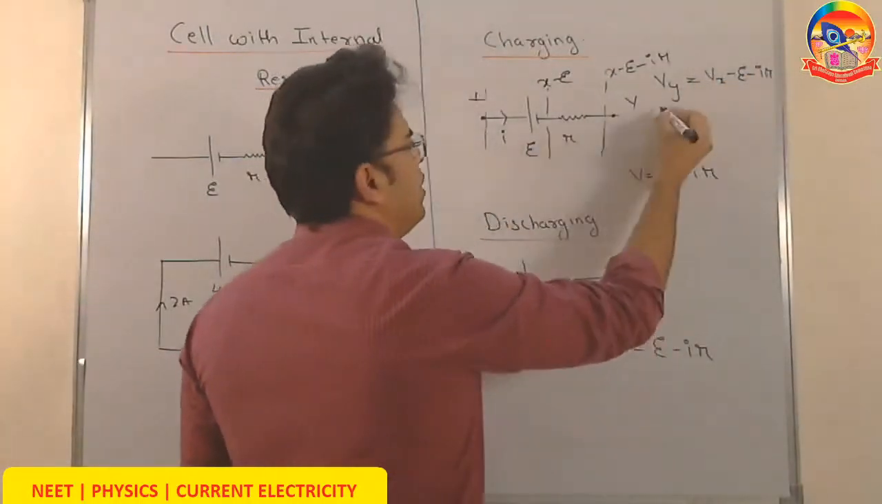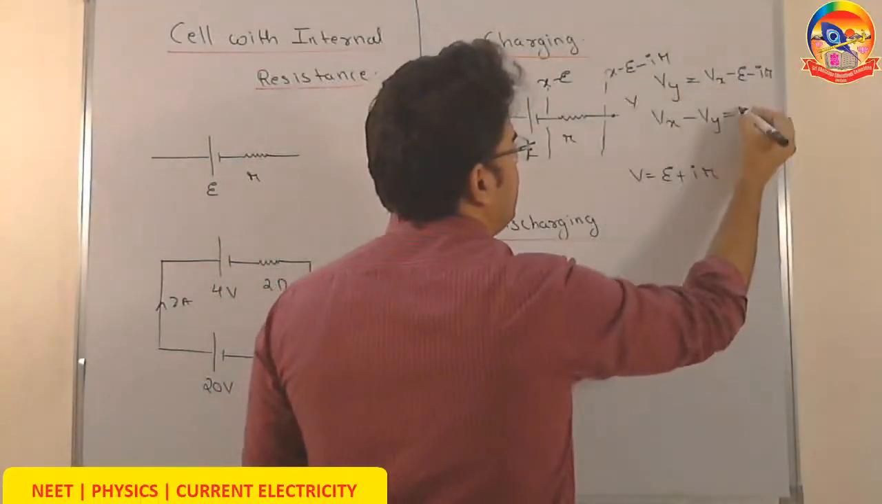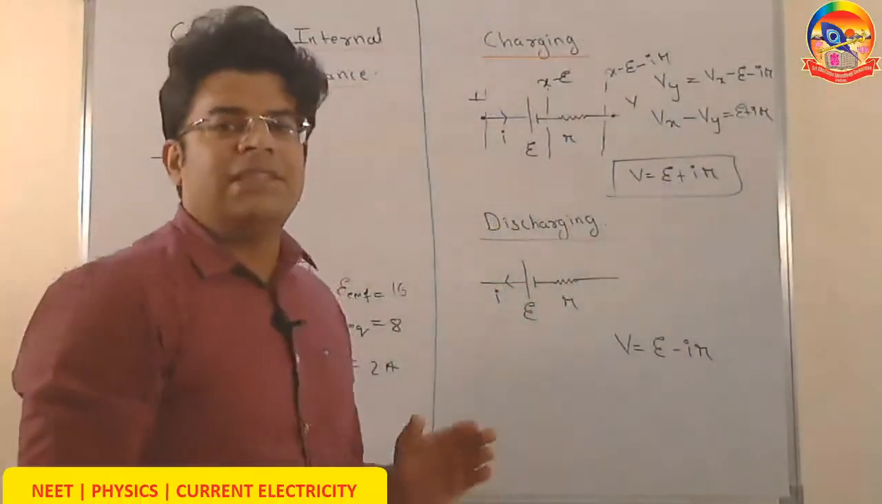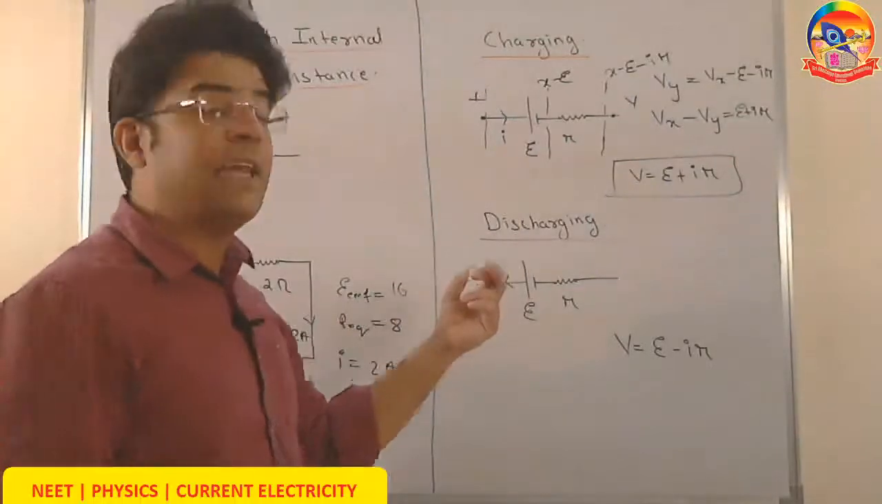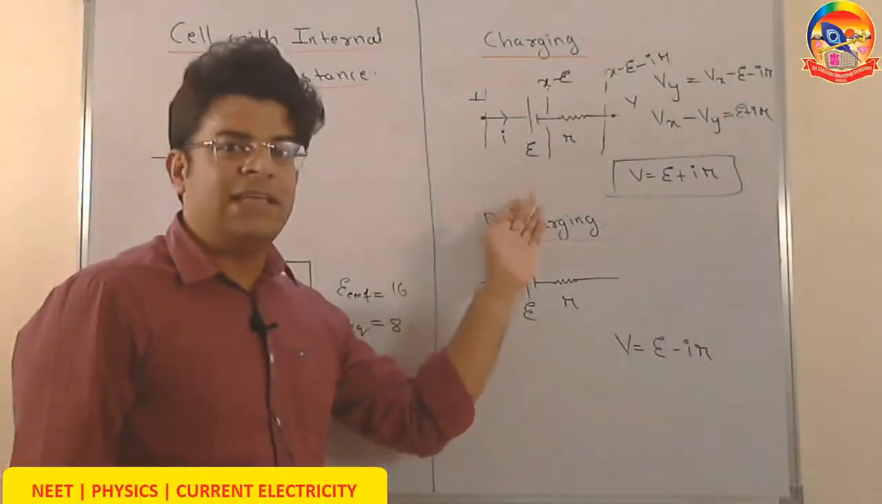So I can say potential at point y equals potential at x minus e minus IR. So we can say that potential at x minus potential at y equals E plus IR. So remember that across a cell getting charged, the potential drop is more than its EMF. If the EMF is E, then the potential drop across a charging cell is E plus IR.